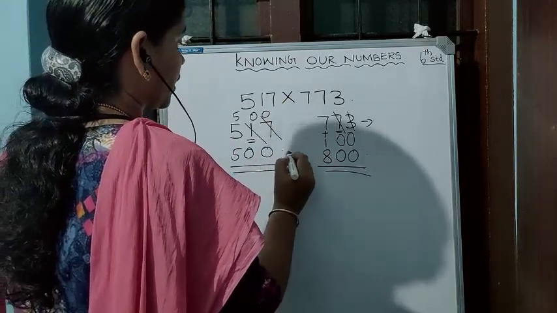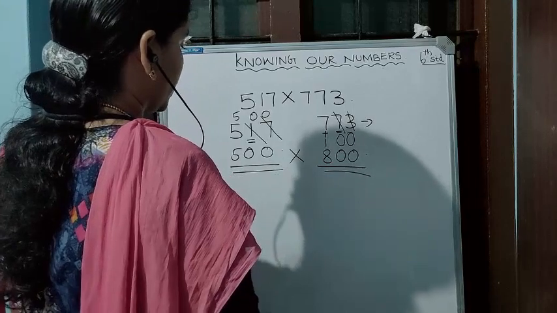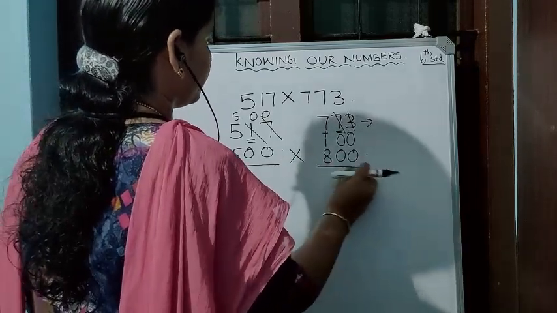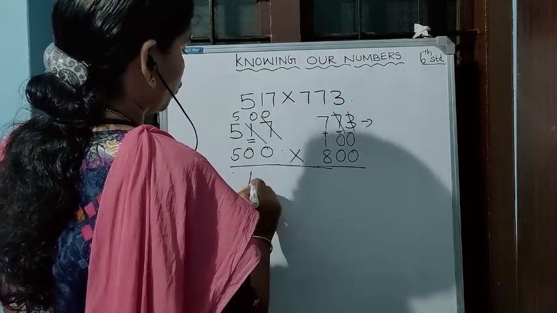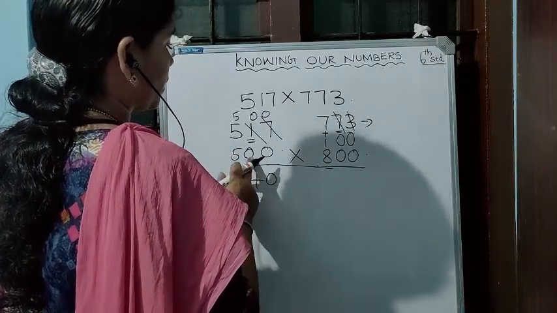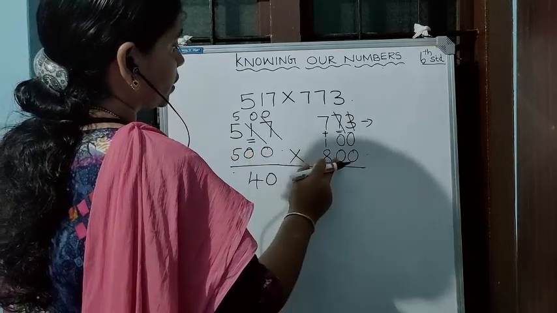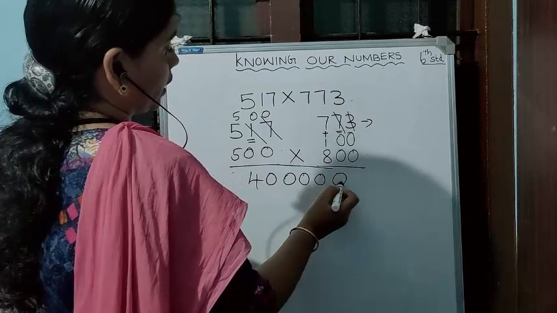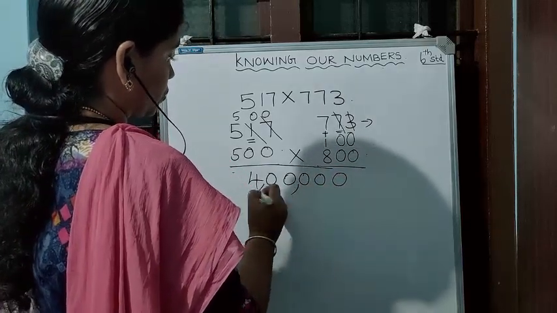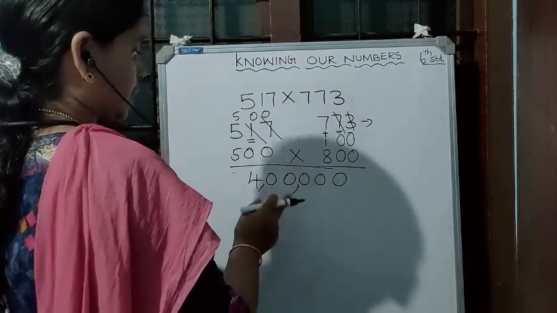That is 500 into 800. What is 500 into 800? 8 5s are 40. Then how many zeros are here? 1, 2, 3, 4. Then write down 1, 2, 3, 4. So, this is the answer.